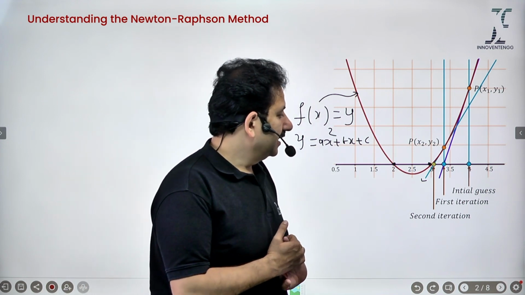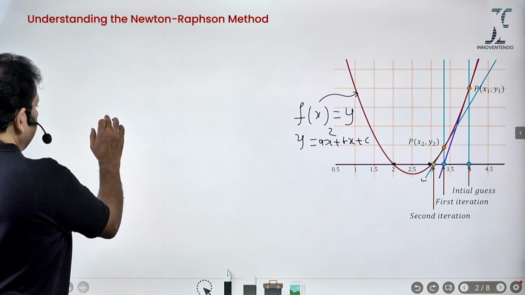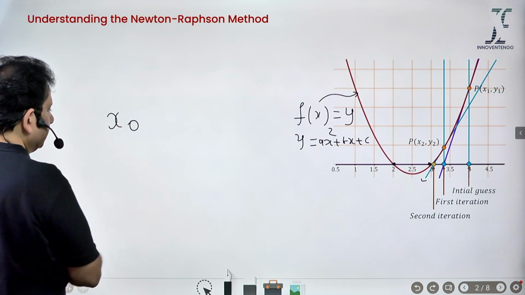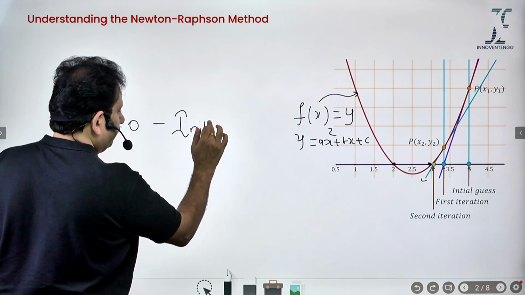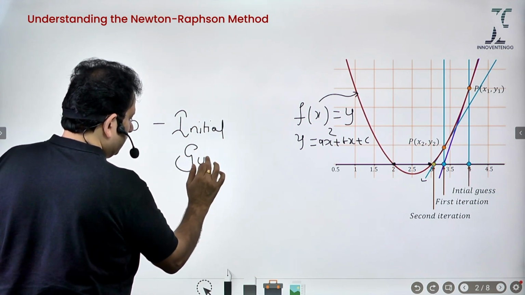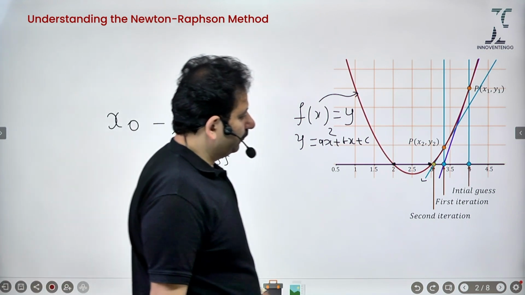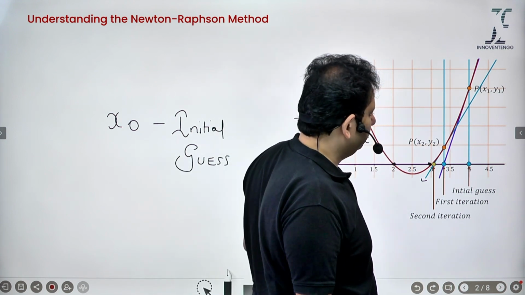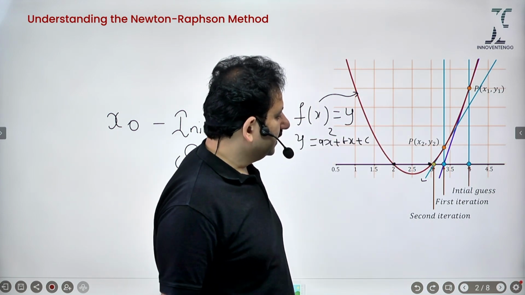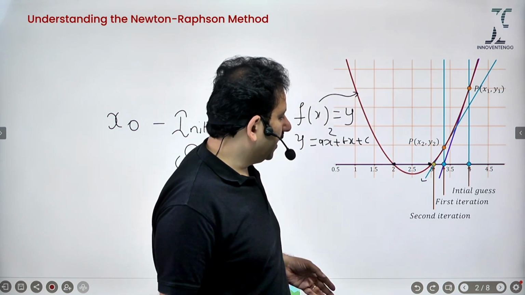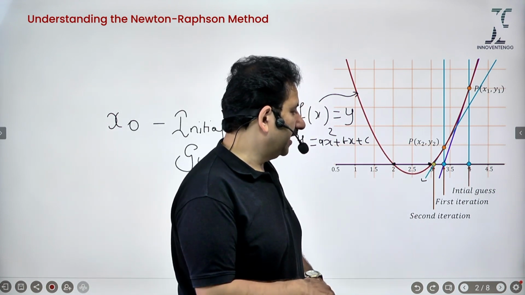Now let's try and develop an expression for this particular process. Let's say that you are starting with an initial guess, let us say your x naught. All right, this is your initial guess. Now what happens, from the initial guess you draw a vertical to the curve or the function whose roots you're trying to find, and at that particular point where this vertical intersects the curve, you draw a tangent. You can see that the purple tangent is drawn, and then you get your first iteration value.